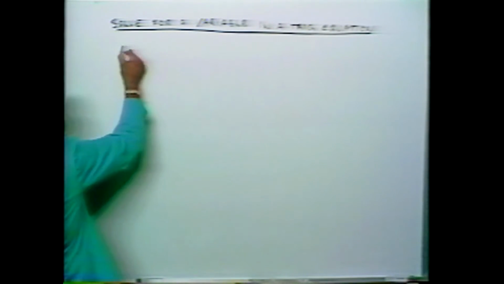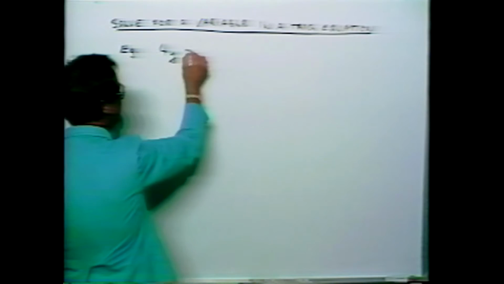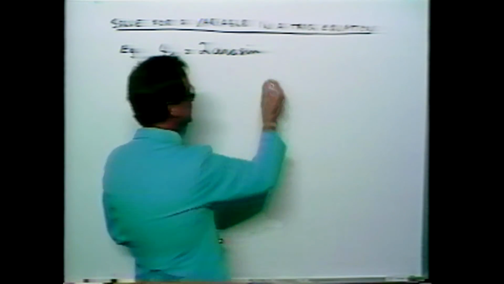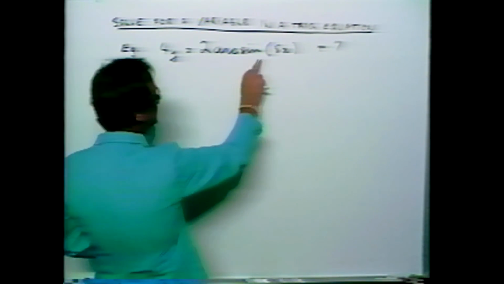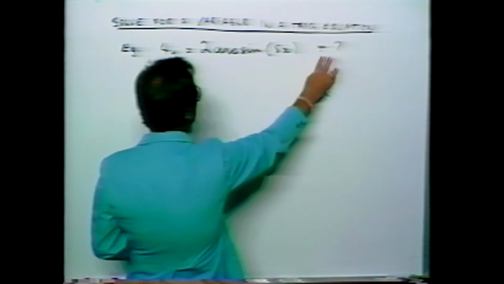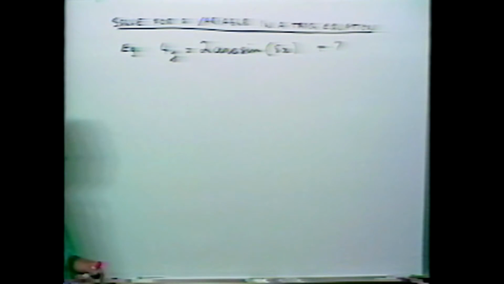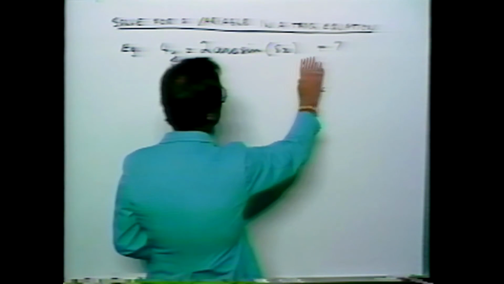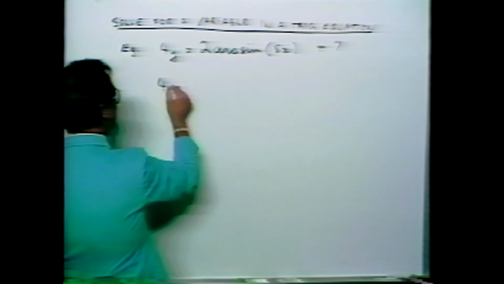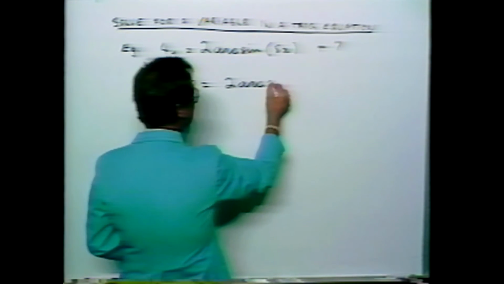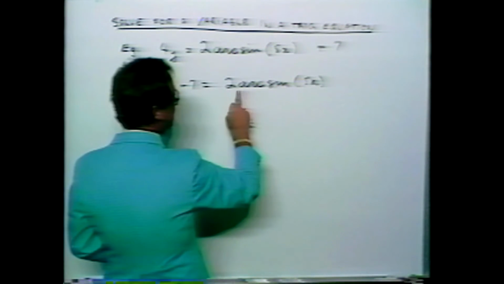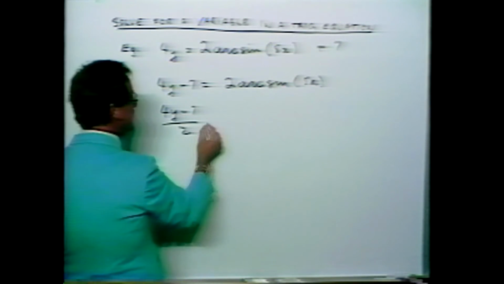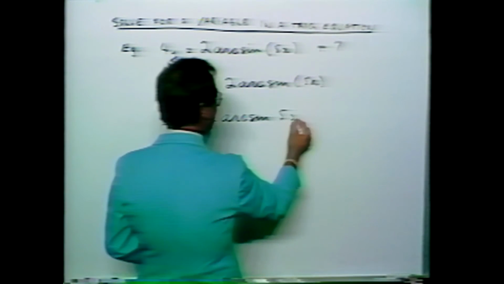In one more example, I have 4y equals 2 arc sine 5x plus 7. Solving for x here, we have to eliminate all those parts that are connected with x in one way or another, so that we end up with an equation with a single variable x on one side. We will subtract 7 first and write 4y minus 7 equals 2 arc sine of 5x. The 2 will be removed by dividing 2 on both sides. 4y minus 7 over 2 is equal to the arc sine of 5x.